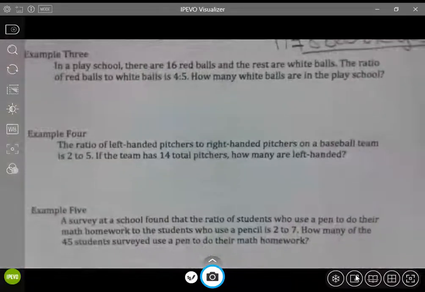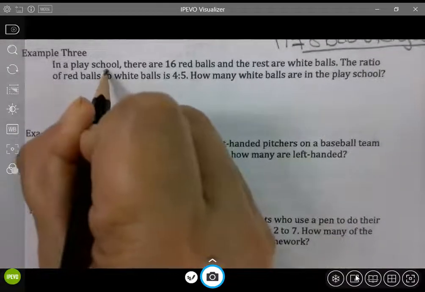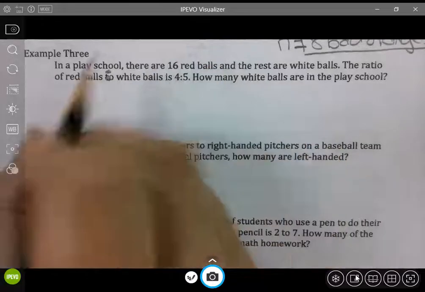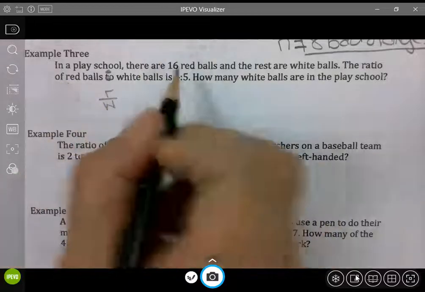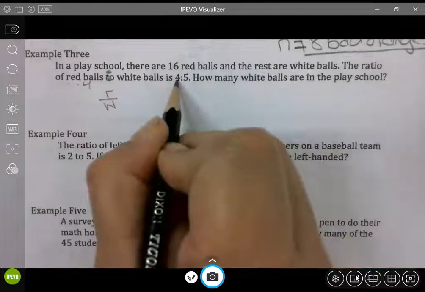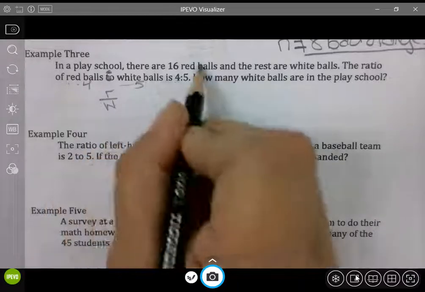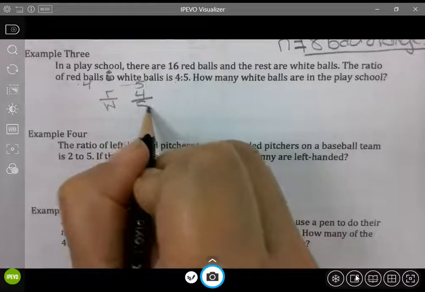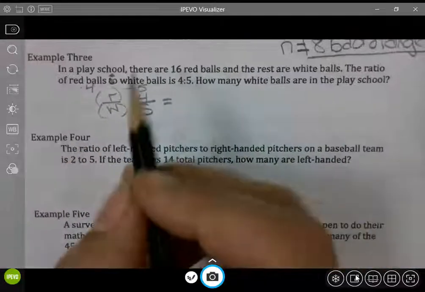Example 3. In a bag, there are 16 red balls and the rest are white balls. The ratio of red to white, so I have red, colon, white balls, is 4:5. So I'm going to write red to white. Red's written first, so it's going to be my numerator, my first number. My second number, since white balls is written second, is going to be white. So when I rewrite this ratio, I'm going to write it as a fraction, red balls to white balls. And I know that I am keeping it equivalent.